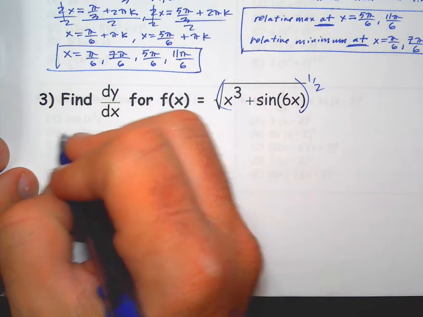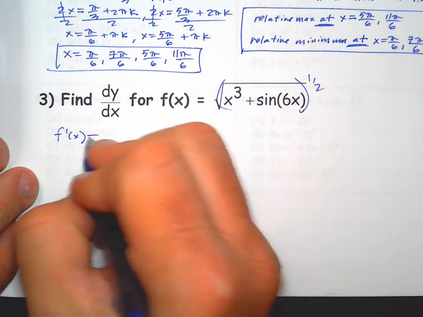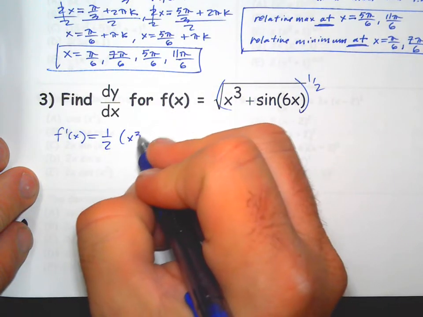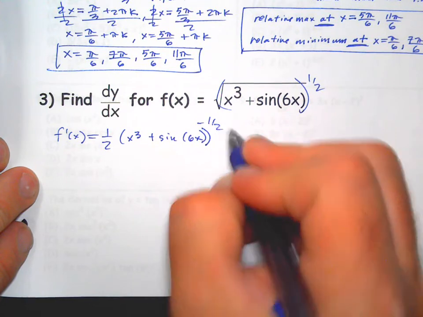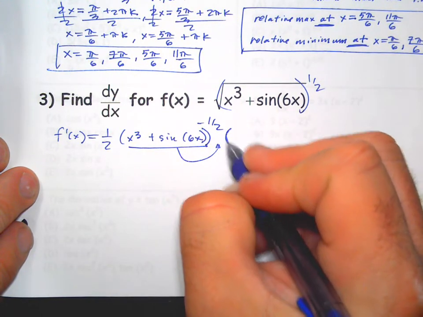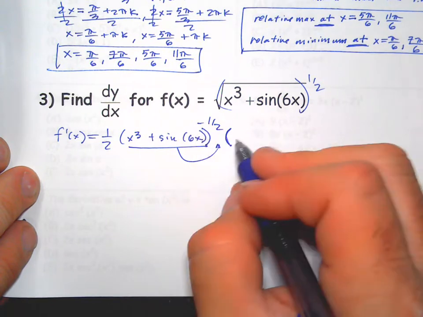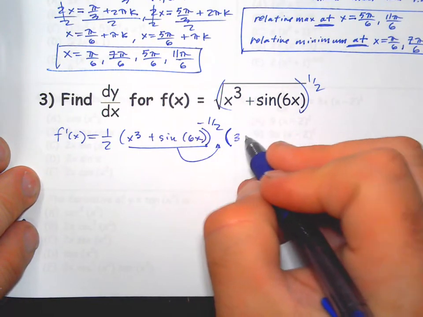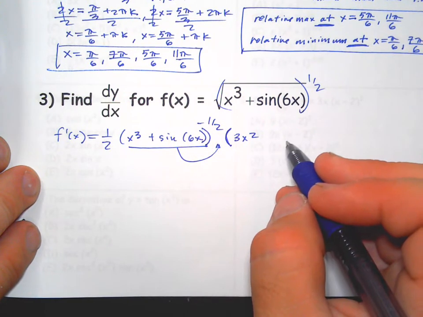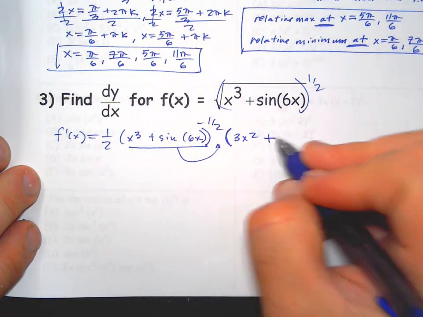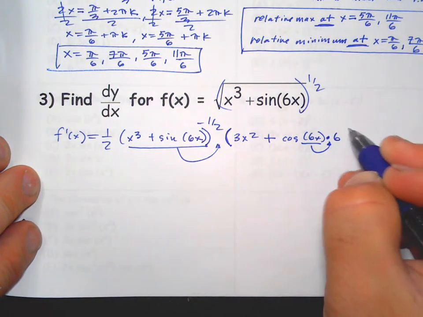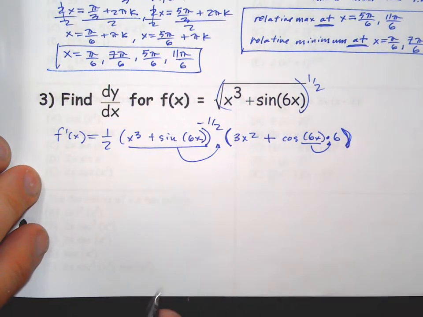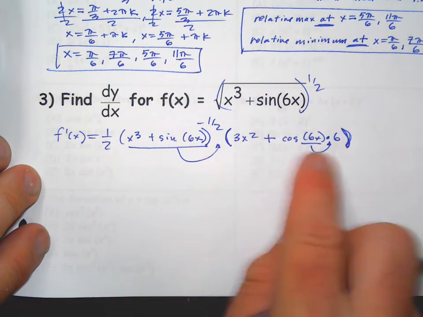So here's a fun one. I would change this to a 1/2 power. So dy dx, the same thing as y prime, f prime, is going to be 1/2, leave the inside the same, x cubed plus sine 6x to the negative 1/2, times derivative of what's inside. You have to put parentheses around this because the inside of this has multiple terms, and if you don't, it's going to be wrong. I guarantee people are going to make mistakes like on a problem like this on the test. 3x squared plus derivative of sine is cosine, and then check this out. This has its own little baby chain rule that's just for that term, just for the cosine 6x. That 6 is not multiplied by 3x squared. It just came from that, popped out of that.